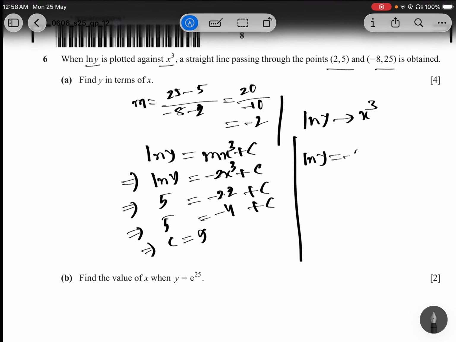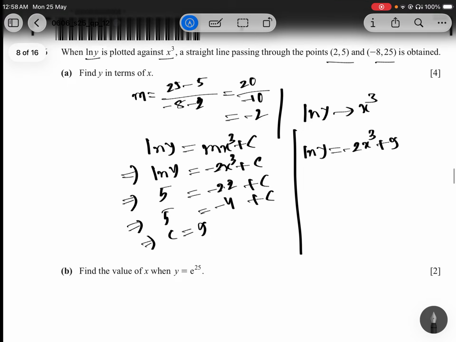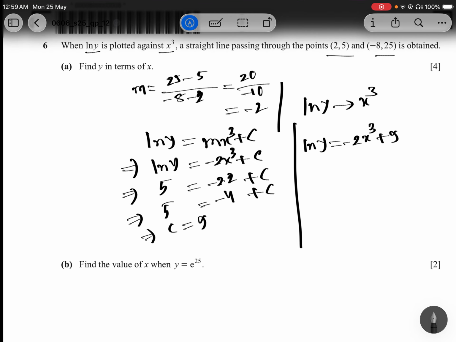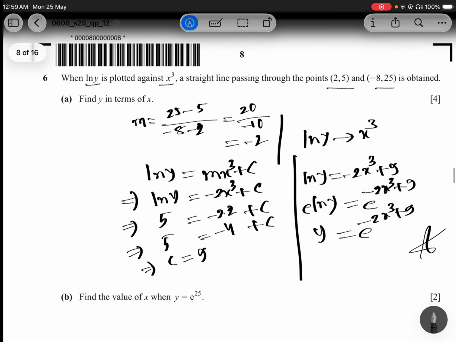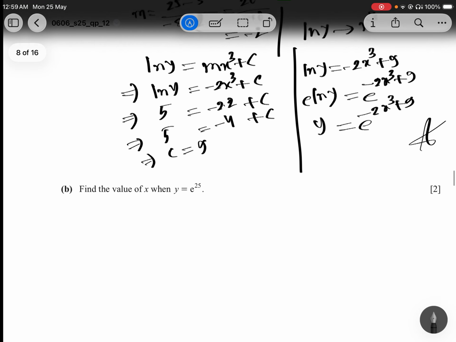So ln y is minus 2 x cube plus 9. Okay, find in terms of y, find y in terms of x, right? So we have to take e. e to the power ln of y is e to the power minus 2x cubed plus 9. So y equals e to the power minus 2x cubed plus 9. It should be the answer. Let me check one more time. Yeah, this is correct.